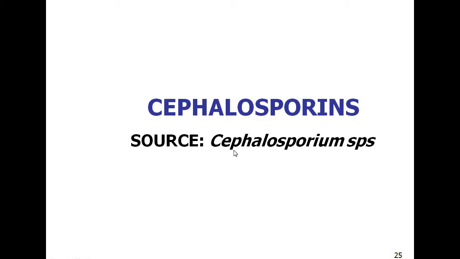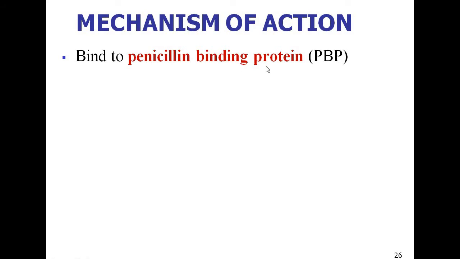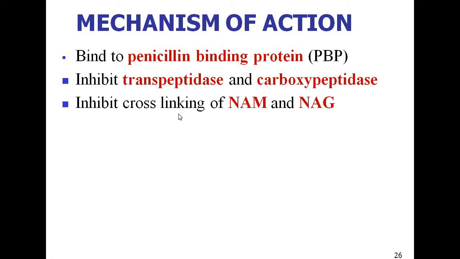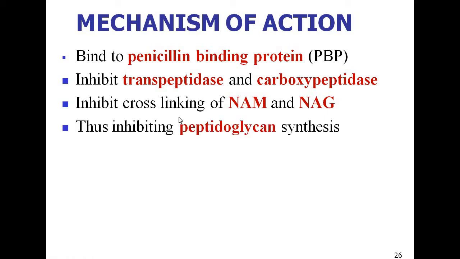Cephalosporins are obtained from bacteria of the Cephalosporium species. Now the mechanism of action: as we mentioned, cephalosporins are beta-lactam antibiotics, therefore their mechanism of action is similar to penicillins. By binding to the penicillin binding protein of the bacteria, the cephalosporins inhibit the two enzymes transpeptidase and carboxypeptidase. Therefore, cross-linking of N-acetylmuramic acid and N-acetylglucosamine is inhibited. This results in inhibition of peptidoglycan synthesis.